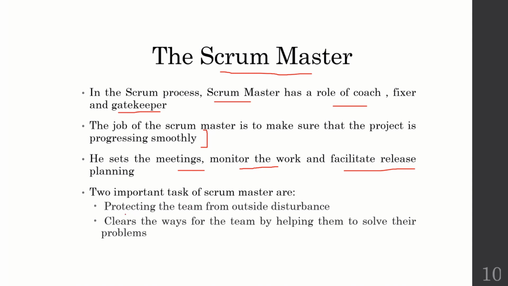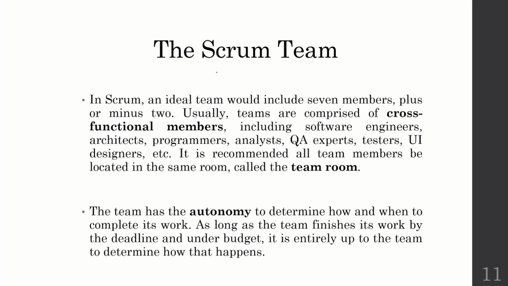You can summarize it in these two main points: he will protect the team from outside disturbance, and then he will clear the way for the team by helping them to solve their problems by different means, like scheduling meetings between the development team, or between the customer and the developers, to rule out the problems.